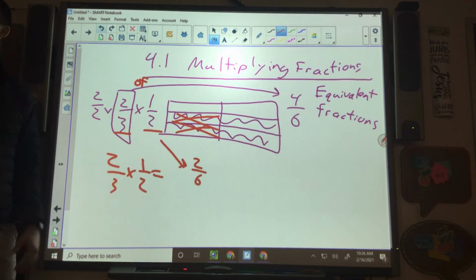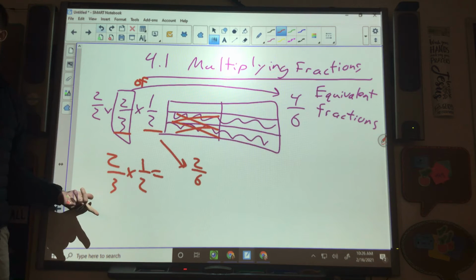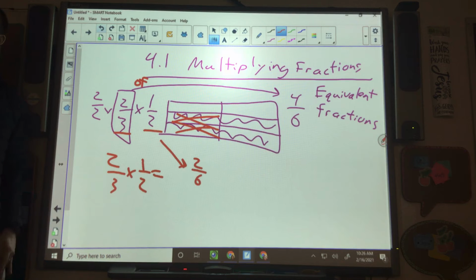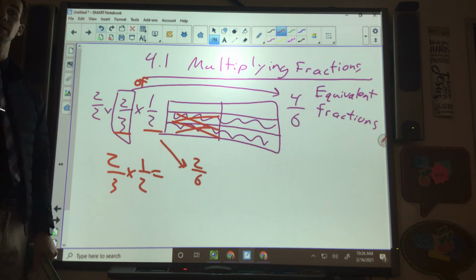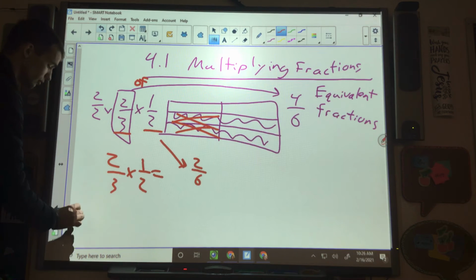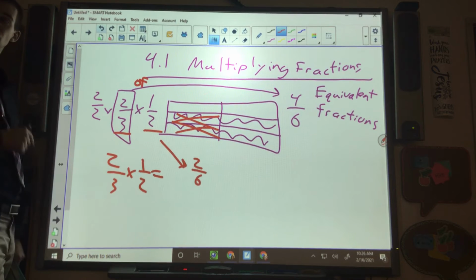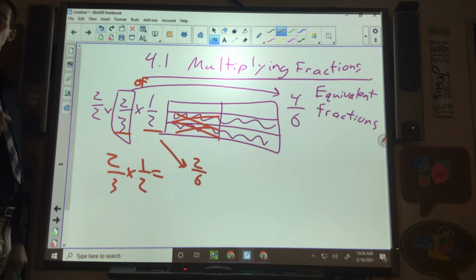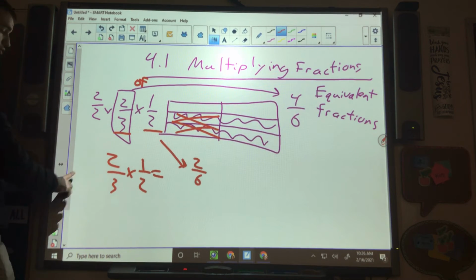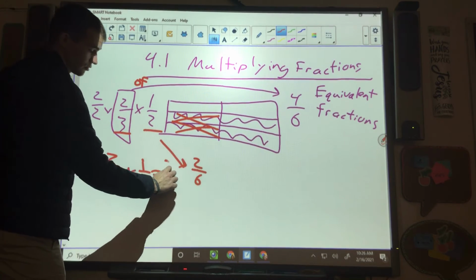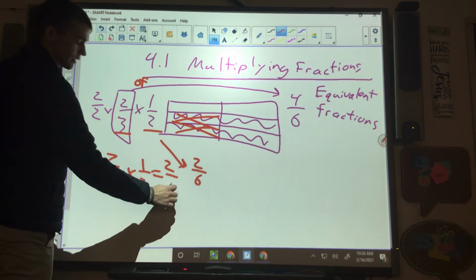Before we add, we have to get a common denominator. But when we multiply, do you have to get a common denominator? No, you do not. That's the big difference. When you add, you have to get a common denominator. When you multiply, you do not. You just multiply straight across. 2 times 1 is 2. 3 times 2 is 6.